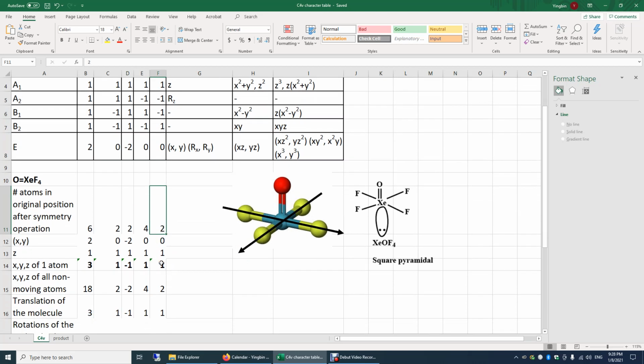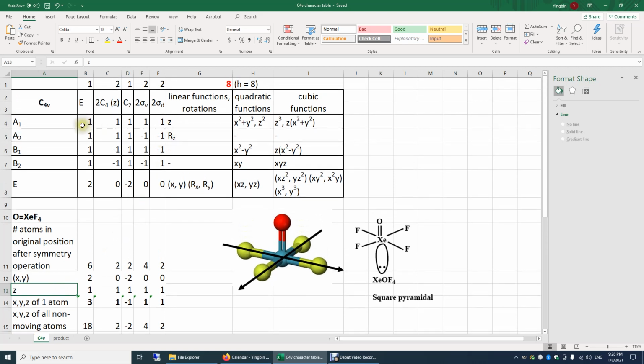Well, now each atom may move in the x, y, or z direction. So now let's look at the characters for x and y. They are doubly degenerate, so I'm copying those characters from this row. And then what about the translation along the z direction? I'm going to copy this row, because I see this z here.